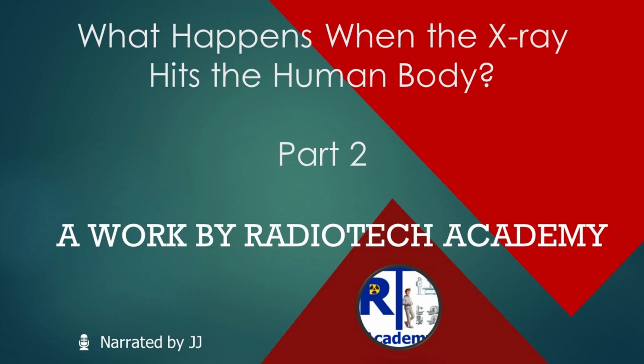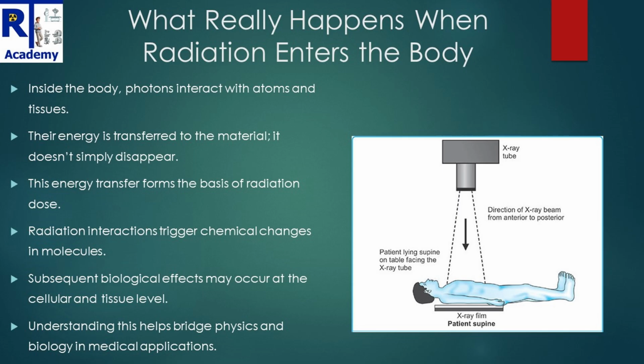In the previous episode, we discussed what happens when an X-ray photon leaves the tube and reaches the body. There are three possible outcomes. It can pass through, be absorbed, or scatter, each resulting from different physical phenomena such as the photoelectric effect and Compton scattering. But the main question is, when these interactions happen inside the material, meaning inside the body, what actually occurs? Where does the energy carried by the radiation go?